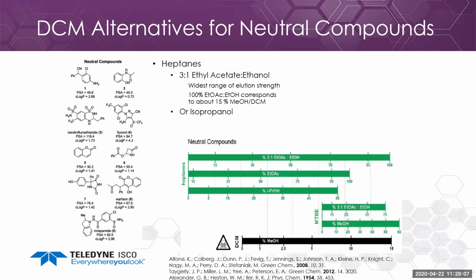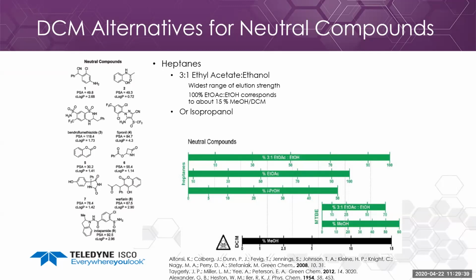So the nice thing about the 3-to-1 ethyl acetate ethanol is it actually offers you a wider range of elution strength. So you can fine tune your resolution a little bit further because you have a wider range that you can play with. When we are limited from 0 to 15% methanol, once you get to 15% methanol, everything is just really traveling down the column. There's not really a benefit to going above that. Especially if you're using a basic modifier, you're going to start dissolving some of your silica. But these would be easy alternatives.